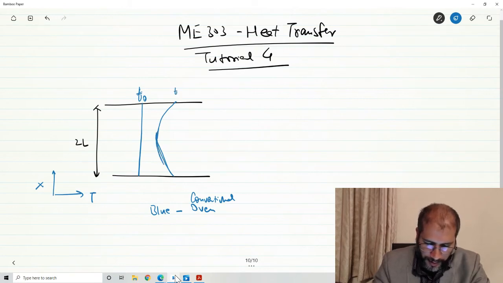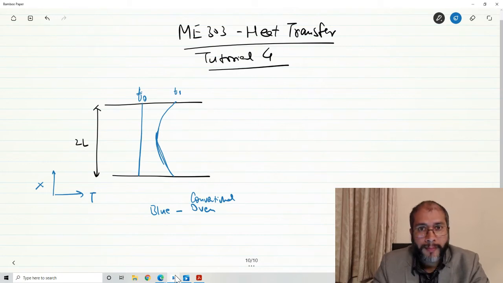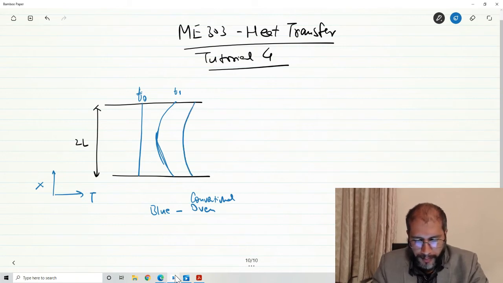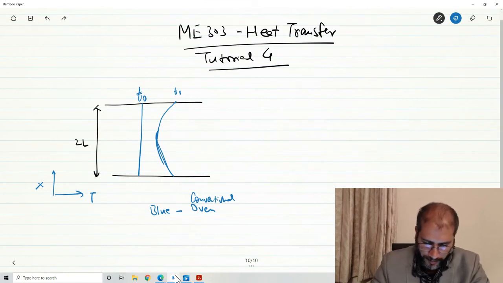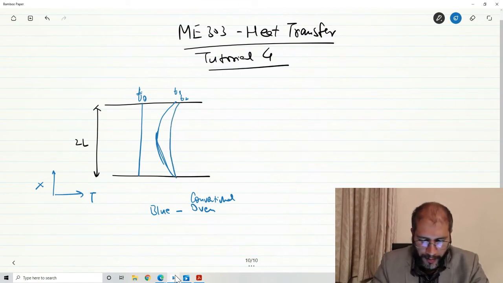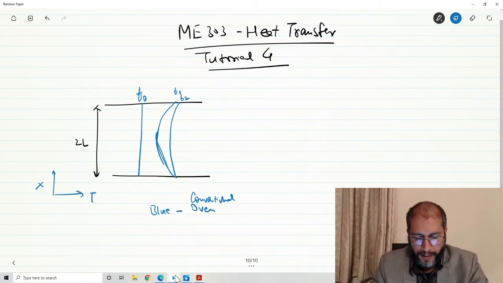Okay, so this is at T1, and then at T2 the temperature of the sides will increase further, and again you will have some sort of a variation like this from the sides, because if the sides have become really hot, then you will see something like this. That's T2.